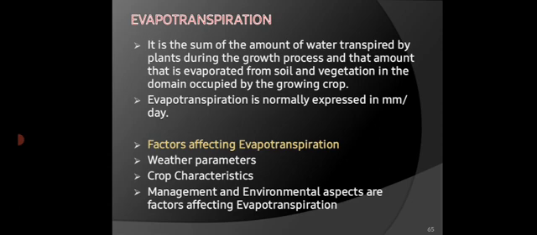The third parameter is evapotranspiration. It is the sum of the amount of water transpired by plants during the growth process, and the amount evaporated from the soil and vegetation in the domain occupied by the growing crops. Evapotranspiration is normally expressed per day. So it is a combined process of loss of water from the water bodies as well as from the vegetal cover. It is per day.